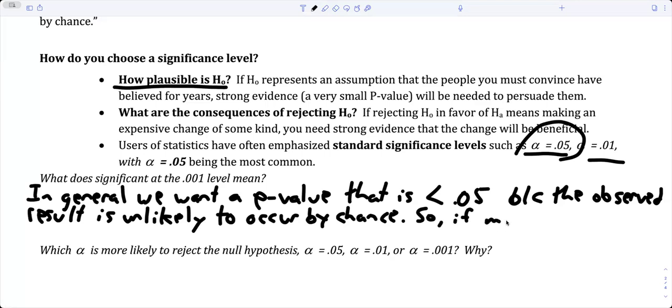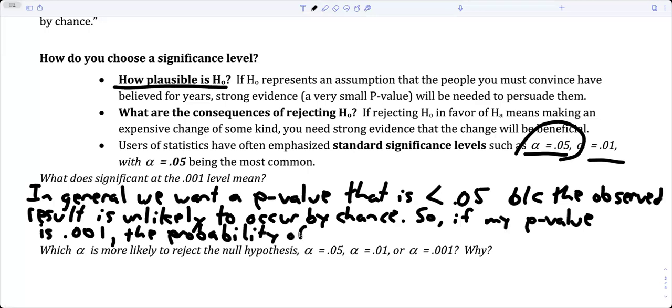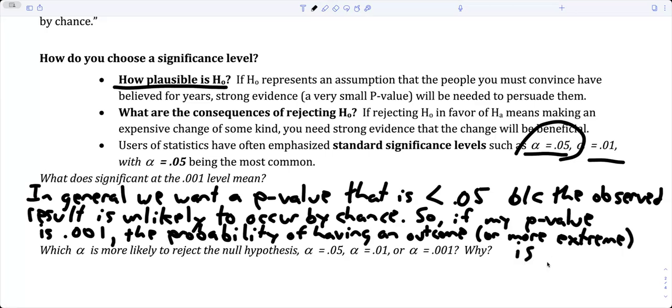So if my p-value is 0.001, the probability of having an outcome or a more extreme outcome is 1 in 1,000. Which is not likely by chance.